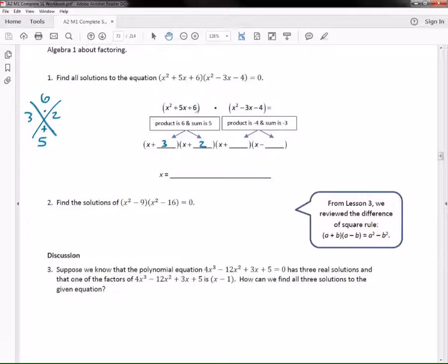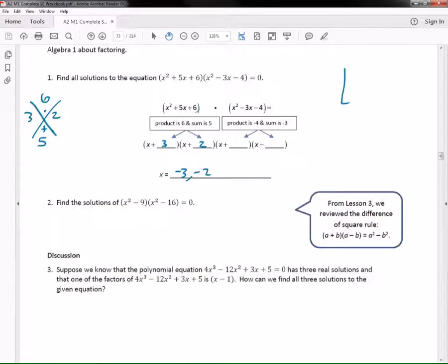Once you got those, now you can find the zeros for those two factors. What's the zero for this factor? -3 and -2. So that's how you factor. Can I show you guys the other way to factor? Maybe you like the big X, and you're like, I only want to do the big X. Okay, only do the big X.